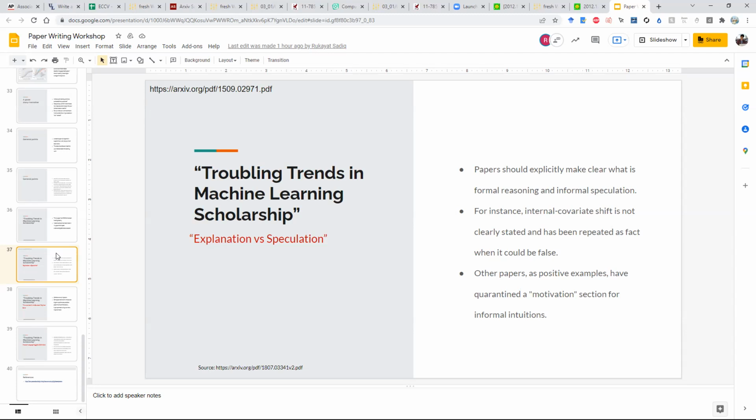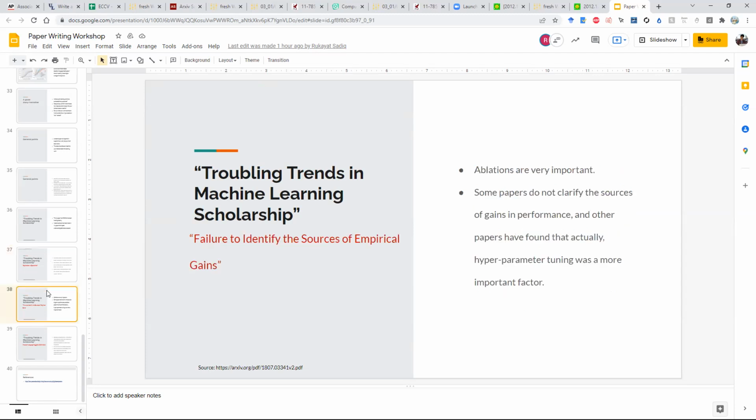So clearly delineating between what is explanation and what is speculation is very important. And as positive examples, other papers sometimes quarantine a motivation section for informal intuitions. It's not that speculation is not helpful, because speculations guide our development of our methods and guide understanding of machine learning models. But they should be clearly separated from theory, so other papers that look at your work don't take them as fact.